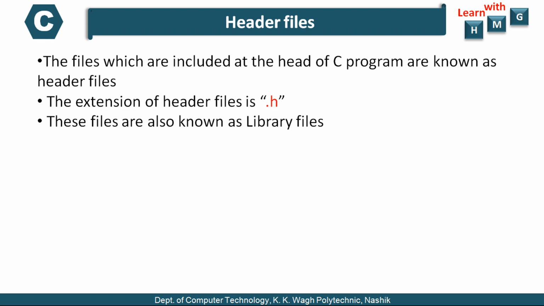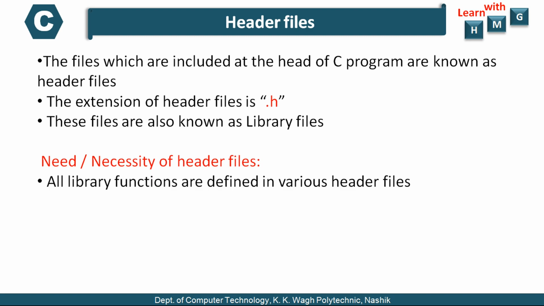So what do you mean by library files? Let us see the necessity. All library functions are defined in various header files. Whenever you write a C language program, it is nothing but a sequence of various C functions. For input operation you will require one function, for output operation another function, and for any mathematical operation you may require another function. There are around 400 to 500 such functions in the library, and hence they are called library functions, which are defined in various header files.